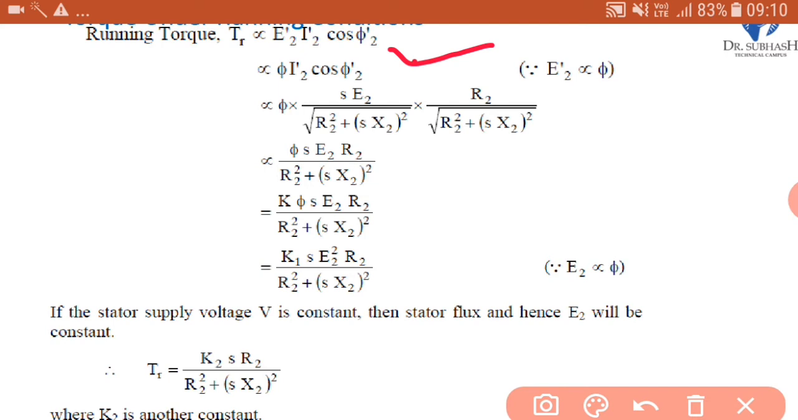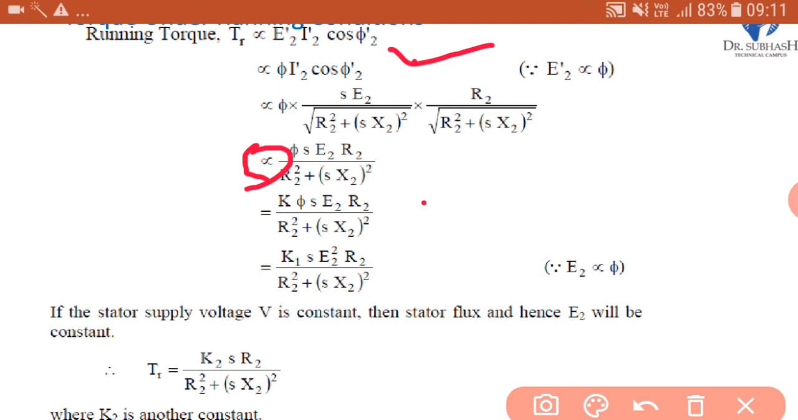Now multiply the denominator and numerator. We get phi into S into E2 into R2 upon, the square root will be removed whenever we multiply these two under roots. So we get R2 square plus SX2 square. Now here is a proportional sign. If we have to replace it with an equal sign, then we have to add constant k. So running torque is equal to k into phi S into R2 upon R2 square plus SX2 square.